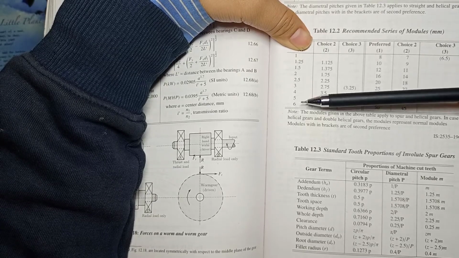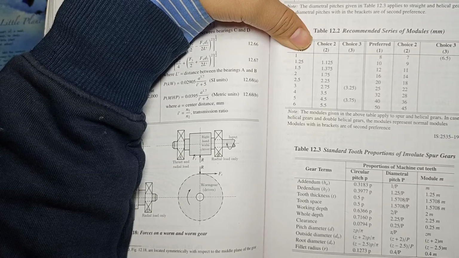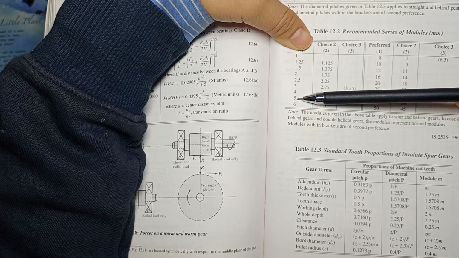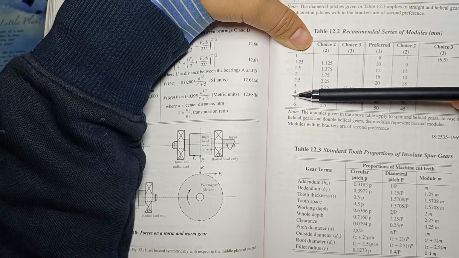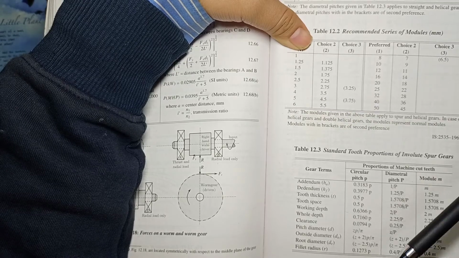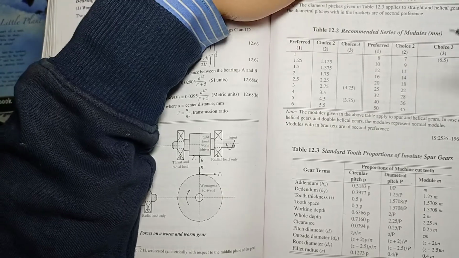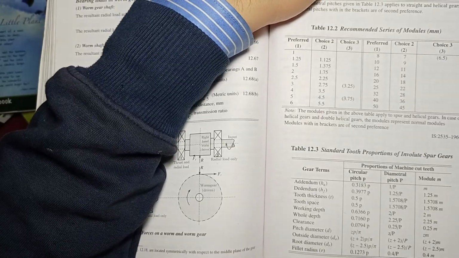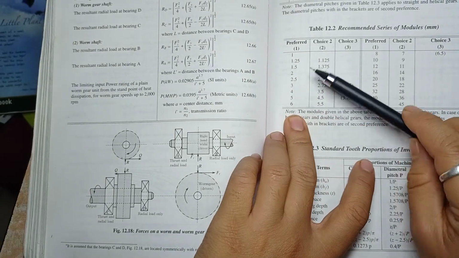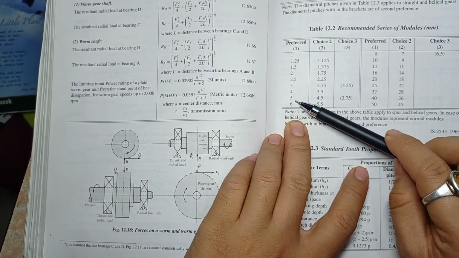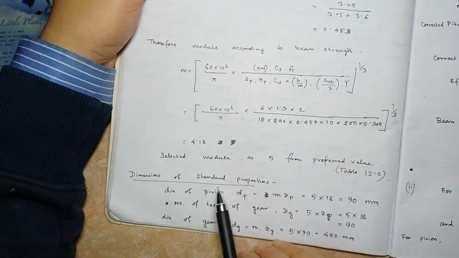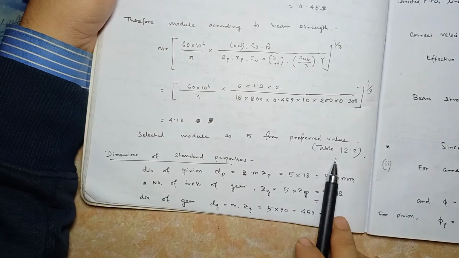You can try 4, and if at the end your design is unsafe, then you have to take the higher module. Suppose by taking 5 also your design is not safe, then you have to take the next module, 6. Then you have to recalculate everything. That's why gear numericals are a little bit trickier. Anyway, here 4.18 is your calculated value, so you have to select your module as 5. This is called selected module 5 from the preferred value table.